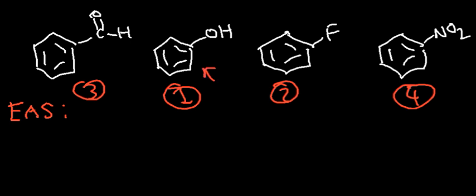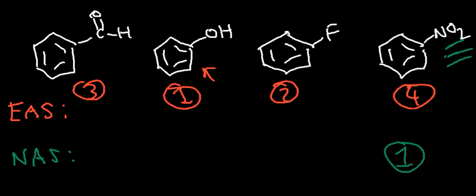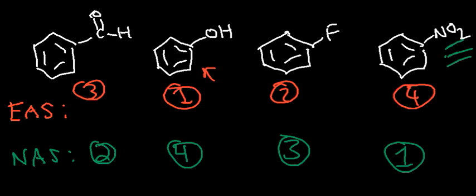Now, if we were to rank the reactivity of these compounds towards nucleophilic aromatic substitution, it's going to be the other way around. In nucleophilic aromatic substitution reactions, the benzene ring is the electrophile. So electron withdrawing groups, such as NO2, will make the ring more reactive. So this would be number 1. This will be number 2. And that's number 3. Phenol would be the worst for nucleophilic aromatic substitution. Okay, now let's talk about why phenol activates the ring towards electrophilic aromatic substitution.